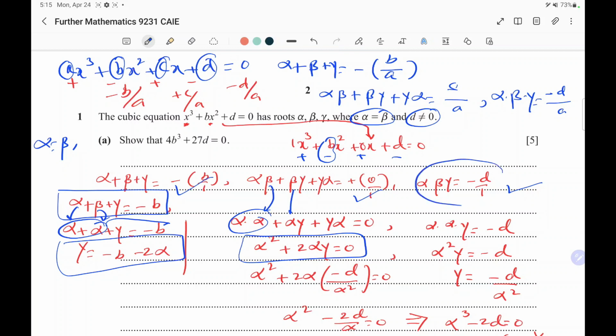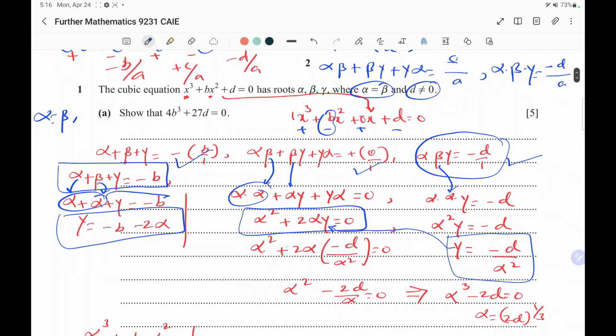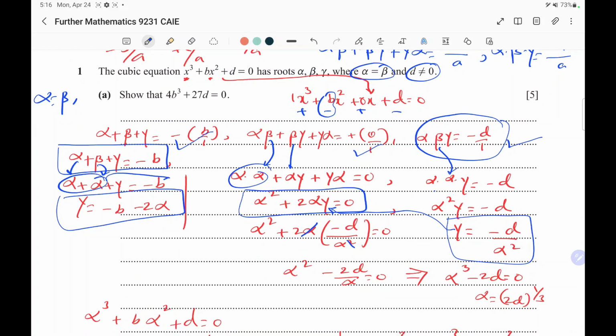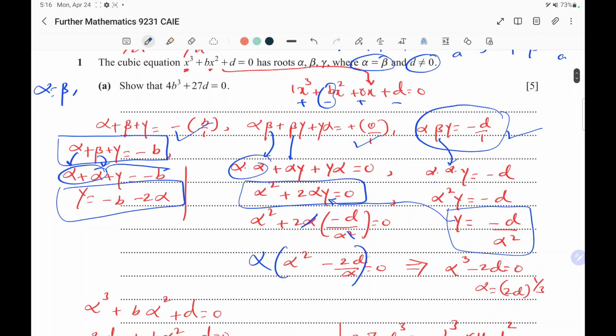Now the product of roots alpha, beta and gamma is minus d. So alpha is alpha, beta is alpha, then gamma: alpha squared gamma equals minus d, so gamma is minus d over alpha squared, which I have substituted over here to get alpha squared plus 2 alpha, and instead of gamma I have written minus d over alpha squared. Now one alpha I can cancel, so alpha squared minus 2d over alpha. If you multiply by alpha here and here, then alpha times alpha is alpha cubed, and the alpha cancels, so alpha cubed minus 2d equals 0. So here you can check alpha cubed equals 2d, then alpha is 2d to the power 1 over 3.